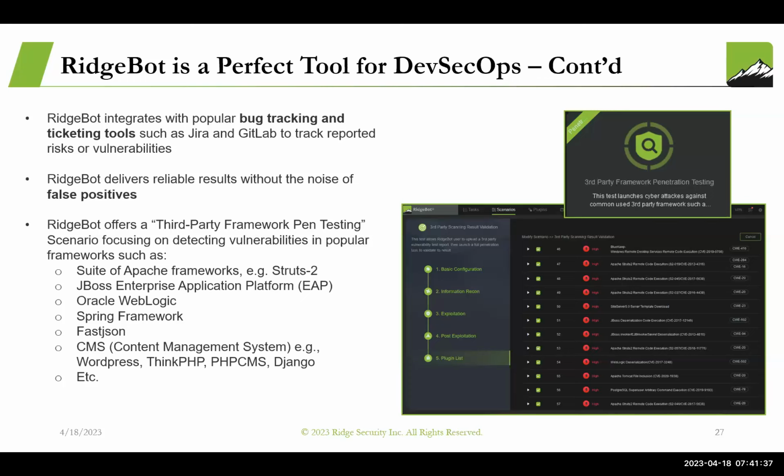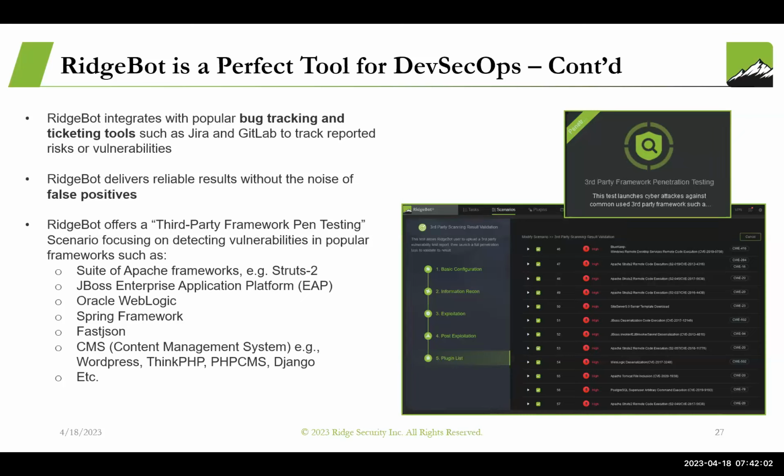Ridgebot does not have false positives in our risk reports. The risk reports that we generate, basically, we have already validated the vulnerabilities by having exploited them. So there are no false positives. Everything that we report in our risk findings requires an action. They require to be mitigated.